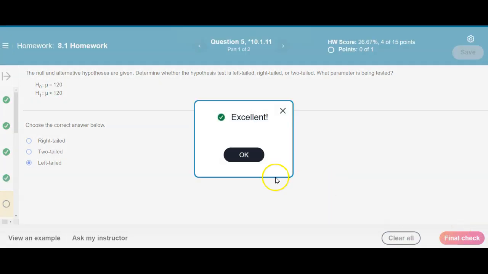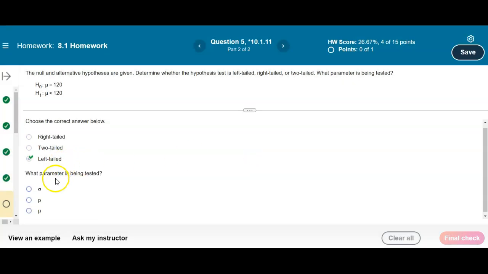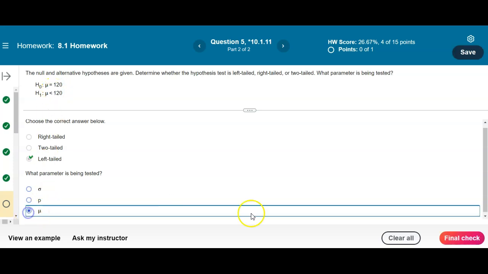Alright, so we select that. And then it asks, what is the parameter being tested? Well, obviously it's the mean because it says it right there. This is your parameter. A null hypothesis is always a parameter is equal to some number, and the alternate is that same exact parameter is in some way not equal to this number. And again, not equal could be below it, above it, or just simply not equal to it.